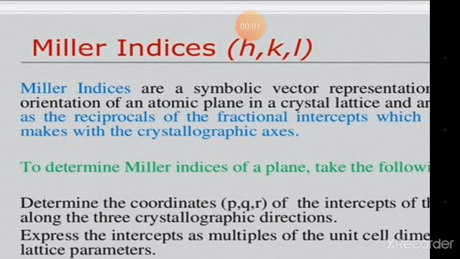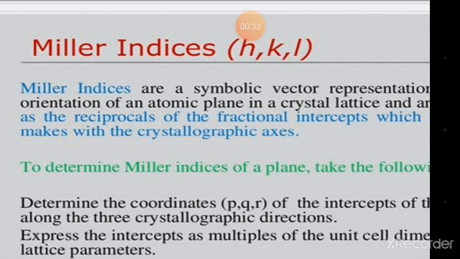Next one is the Miller indices h, k, l. Miller indices are used to specify directions and planes. These directions and planes could be in a lattice. It is defined as the reciprocal of the fractional intercepts which the plane makes with the crystallographic axes. To determine Miller indices, take the following steps.